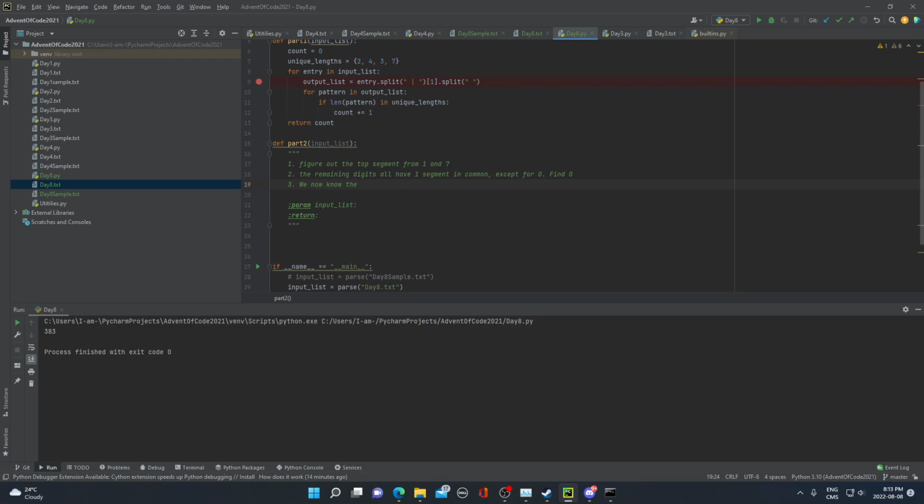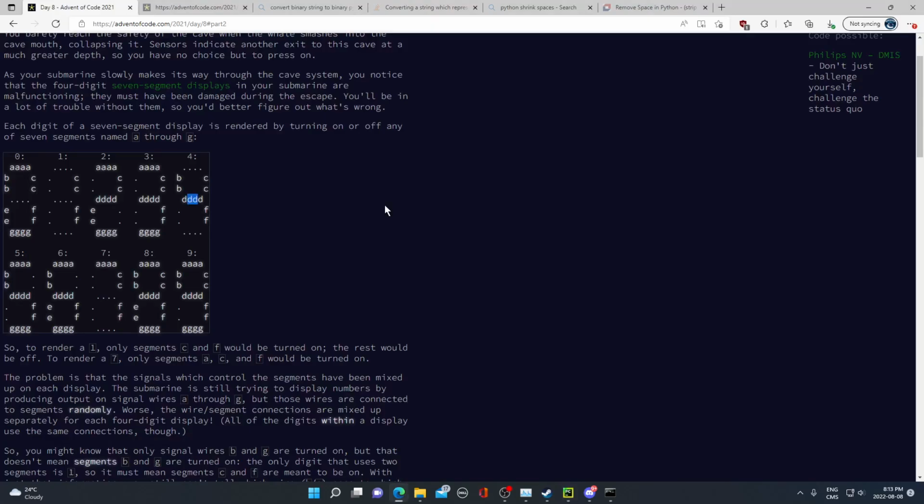We now know the middle segment and the top left segment. Zero has a length of 1, 2, 3, 4, 5, 6. What other ones have 6? 2, 3, 4, 5, 6. 4, 5, 6.